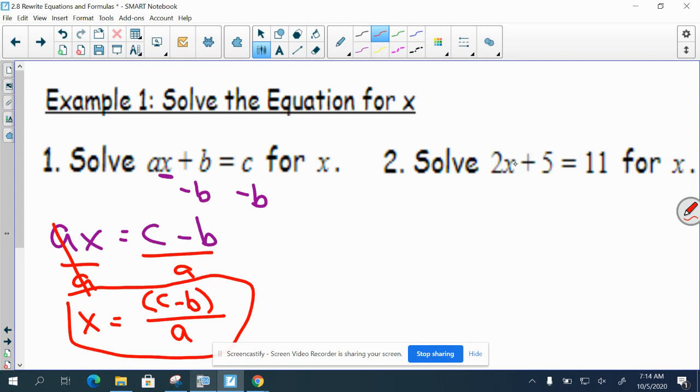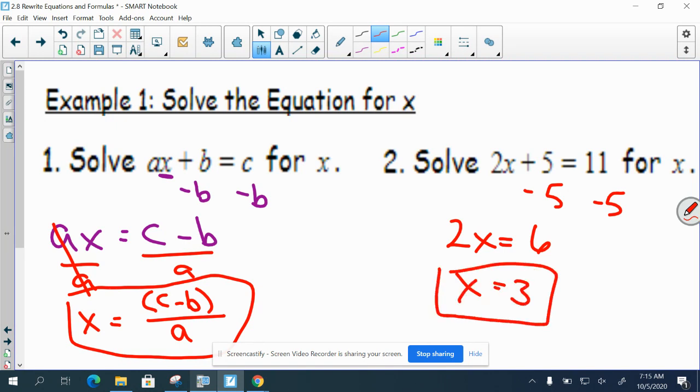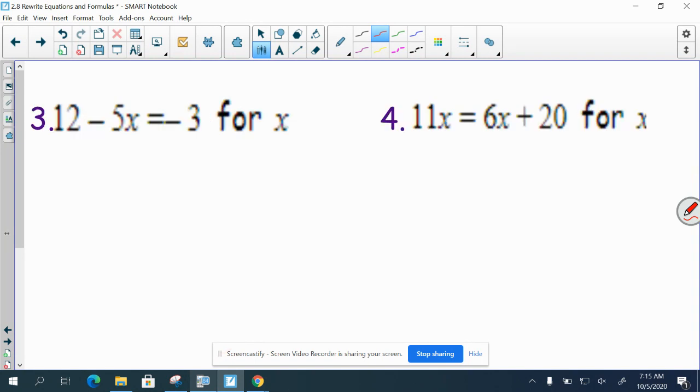Number 2. So this is the exact same problem. It's just that instead of a, b, and c, you have 2, 5, and 11. So we'll subtract 5. So 2x equals 11 minus 5. We could just go ahead and write it out as 6. Divide by 2 on both sides, x equals 3. Okay, so pretty easy. Let's look at some more complicated examples.